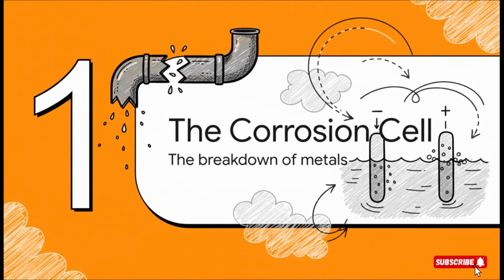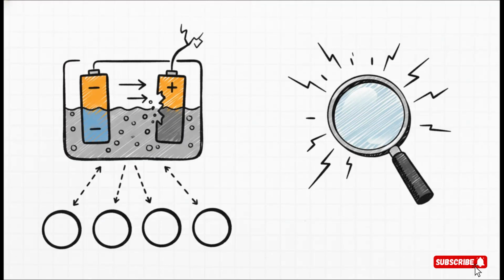So before we can even think about protecting a pipeline or a ship's hull, we've got to get our heads around what's happening on an almost invisible, microscopic level. It all kicks off with something called the corrosion cell. At its very core, corrosion is an electrochemical reaction. The best way to think about it is like a tiny, unwanted battery that's literally eating away at your metal. And just like any battery you'd buy at the store, it needs 4 key things to get going.